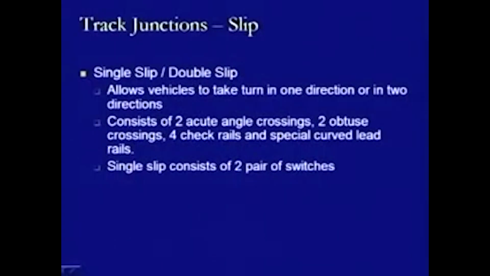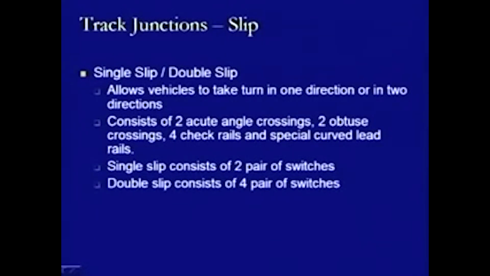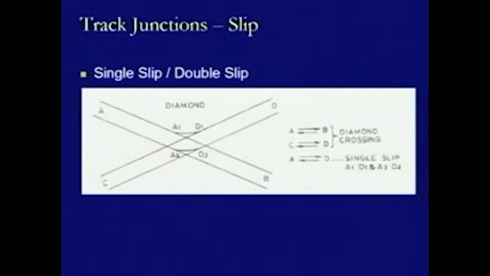Single slip consists of two pair of switches, whereas the double slip consists of four pair of switches. So, we look at the diagram of single slip and double slip condition. This is the diagram of single slip and double slip condition. This is a modification of the diamond crossing basically, as you can see from the diagram itself.